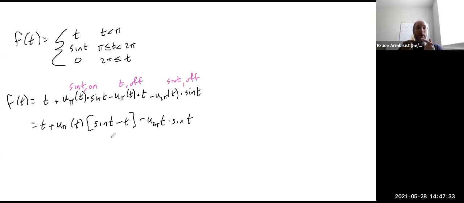We're out of time for today, but what we'll see next time is we'll look at, well, what's the Laplace transform of the Heaviside function?